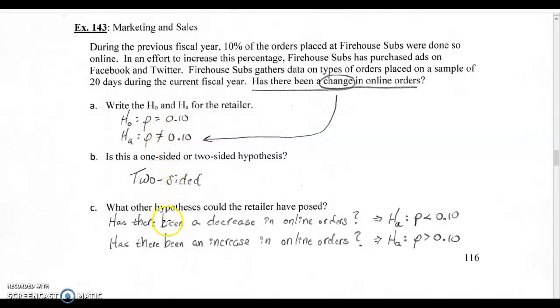And I talked quickly already about what other hypotheses could have been posed. The question could have been more like, has there been a decrease in online orders? Then my alternative would have been that p is less than 0.10. And I could have also said, has there been an increase in online orders? Then my alternative would be p is greater than 0.10. So there are different types of hypotheses I could be posing and trying to statistically demonstrate.